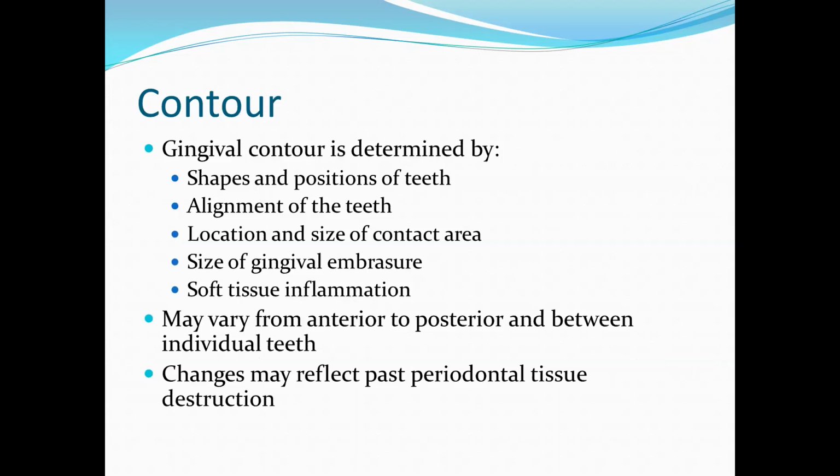We're looking at the contour. The shape and position of the teeth are going to determine what that papillary interdental area looks like, okay? Or is there clefting there? But changes may reflect past periodontal destruction. And think about also the contact areas. The anterior teeth are going to have longer, narrower papillas versus the posterior teeth.